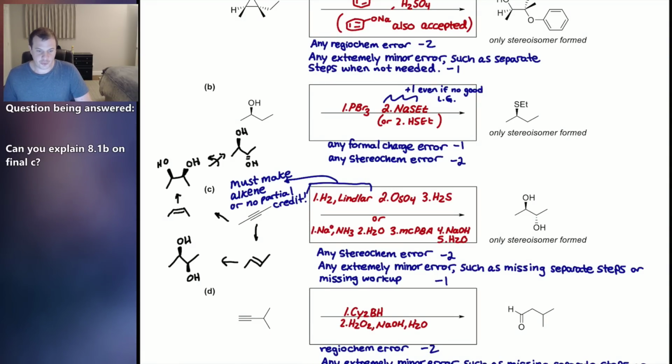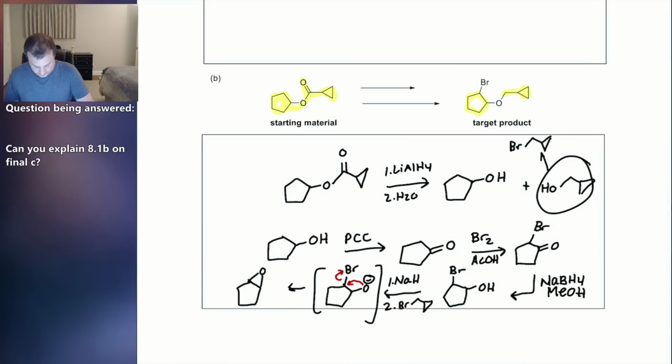Can you explain 8.1b on final C? I think we went over that one. That was a real tricky one, right? That's the one where we're splitting the... so let me just go over the right way to do this problem, okay? Because I know this one was tricky.